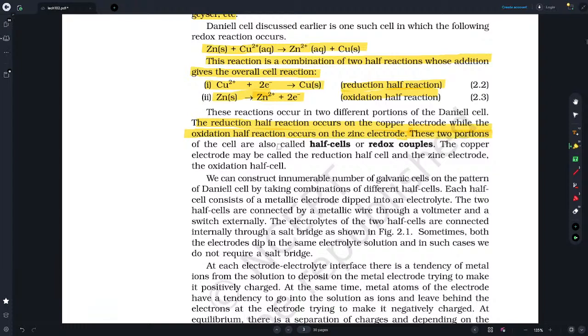These two portions of the cell are called half cells or redox couples. Copper and copper 2 plus ion, or zinc and zinc 2 plus ion, these are the two redox couples or two half cells. The copper electrode may be called the reduction half cell and the zinc electrode the oxidation half cell.